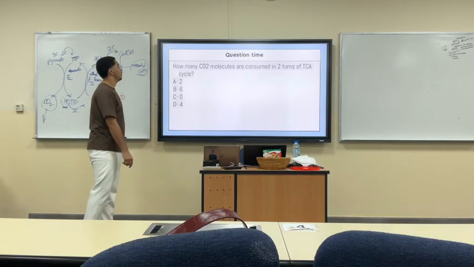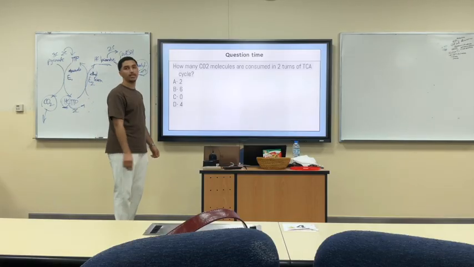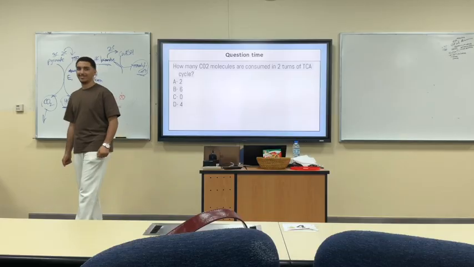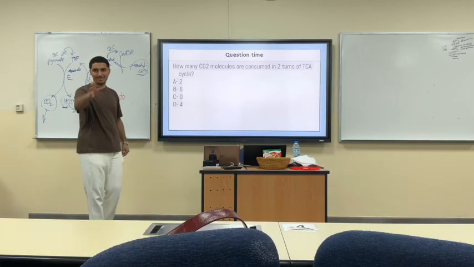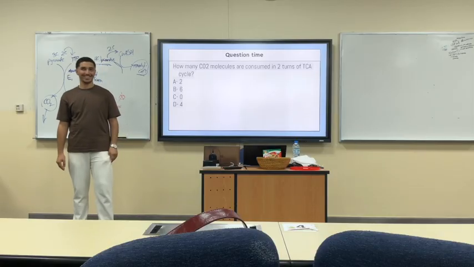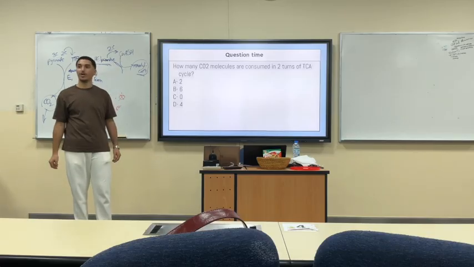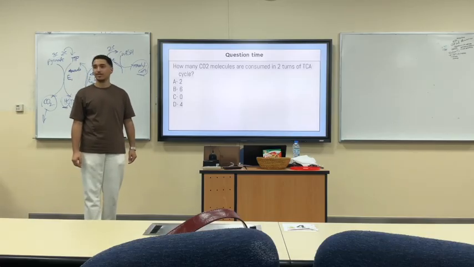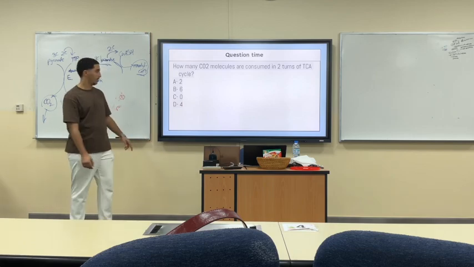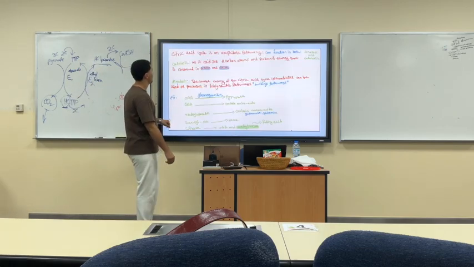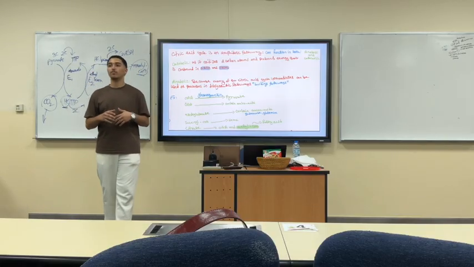Okay. So how many carbon dioxide molecules are consumed in 2 turns of the TCA cycle? Zero, right. Why? Because we do not consume it, we just release it. So, the citric acid cycle is an amphibolic pathway.